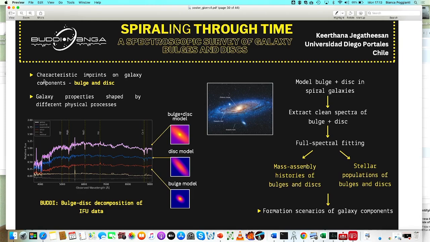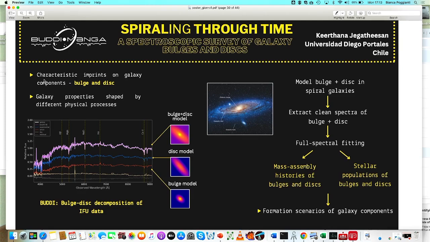These physical processes are known to leave behind characteristic signatures on different regions of a galaxy, especially the major components of a galaxy, which are the bulge and the disk.